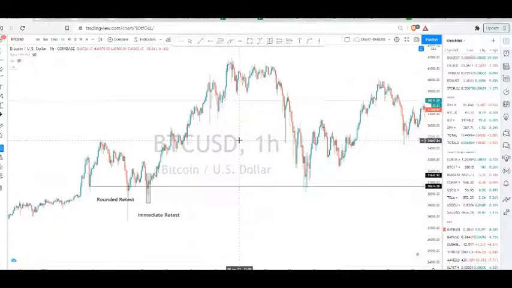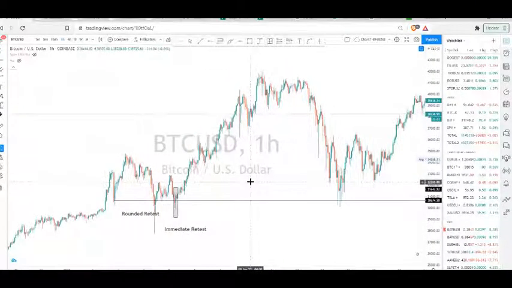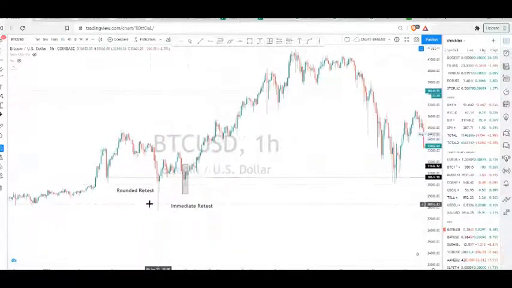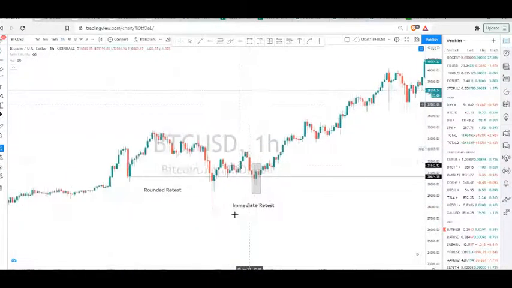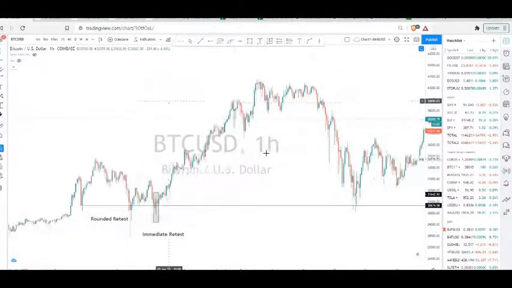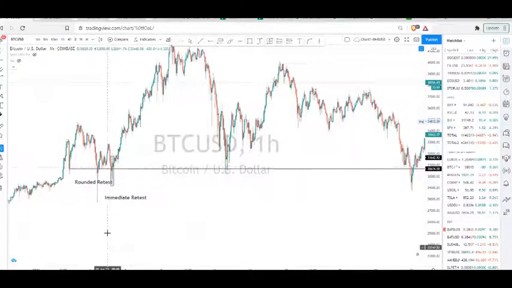Now this retest, sometimes you call them trade setup. Trade setup means it's like a trap you set for your trade. Now this is a rounded retest, I've explained this. But in this part that I highlighted, this is an immediate retest. Rounded retest. Now look at this. This is when? This is 5th of January 2015.